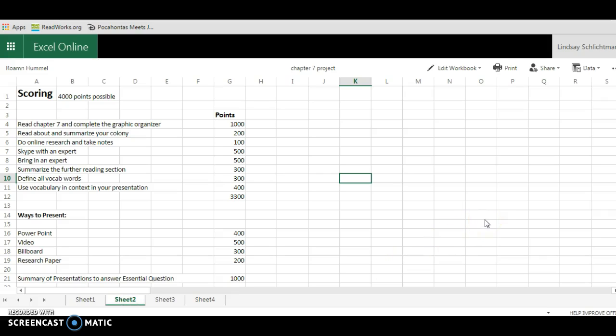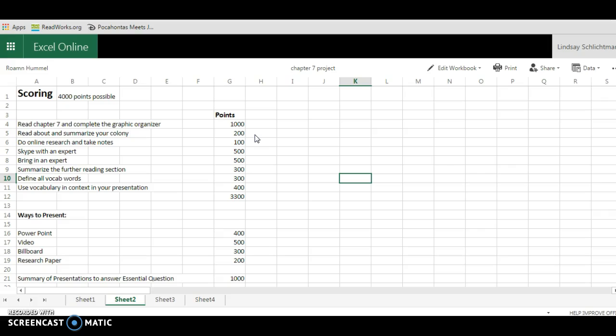There will be 4,000 points possible for this project. During this unit, there are lots of different ways that you can earn points, and you'll need to keep track of the points that you and your partner earn. There will also be things that you'll hand in to me so that I can track your points. Some of the ways you can earn points. If you read the whole chapter, Chapter 7, and complete the graphic organizer that you'll be given today, looking at those core pieces of how it was founded, the economy, the government, and the geography, you can earn 1,000 points.